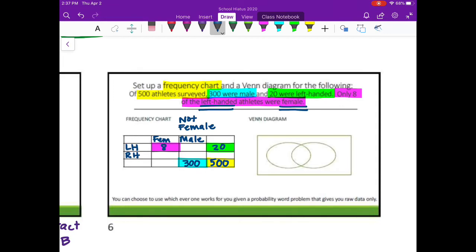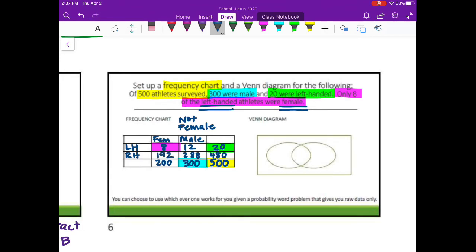So 500 minus 20 is 480. Then 20 minus 8 is 12. 300 minus 12 is 288. 500 minus 300 is 200. And 200 minus 8 is 192.